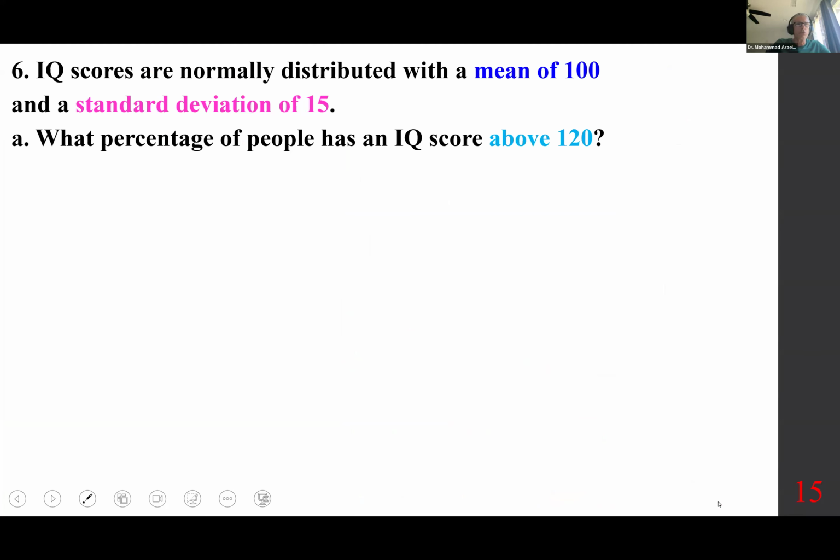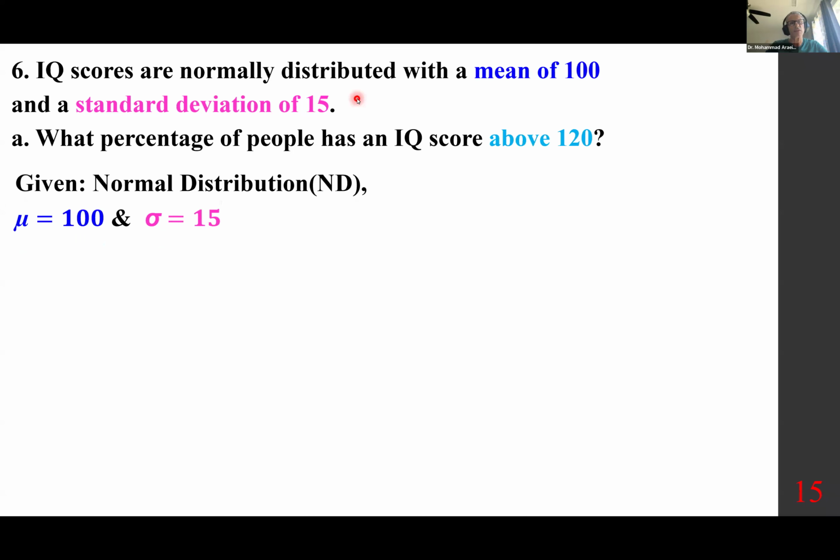All right, so we're going to continue. Question number 6. IQ scores are normally distributed with a mean of 100 and a standard deviation of 15. What percentage of people has an IQ score above 120? First and foremost, you want to write the given standard normal distribution. Mean mu is 100, sigma is 15. So that's the first thing.